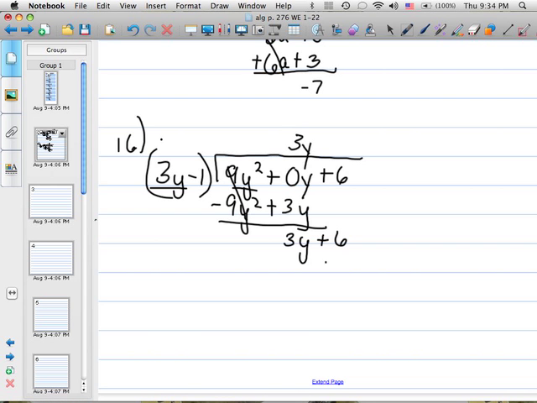To get 3y to be 3y, we need to multiply by a positive 1. Multiply, we get 3y minus 1. Subtract, change your signs, and that gives us a remainder of 7. So it's plus 7 over 3y minus 1.